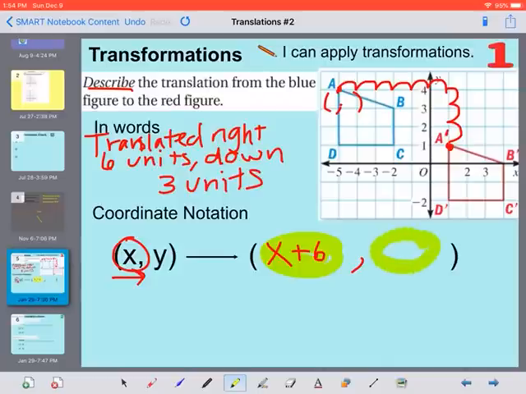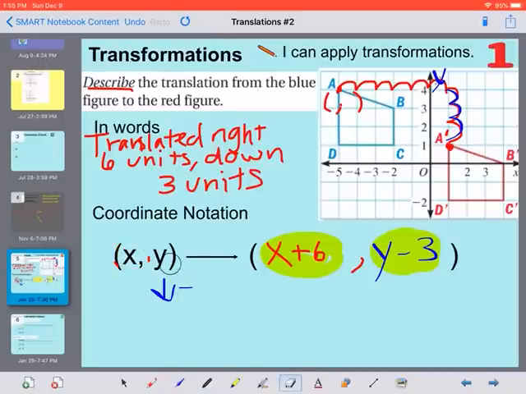And then I'm going to put what happens to y over here. Well, on my y-axis, we went down. So instead of going up or positive, we're going down, so it'd be a negative. So we took our y-coordinate and we went down or subtracted 1, 2, 3. So this is what's called coordinate notation. We took our original x comma y, and we translated it 6 to the right and down 3.